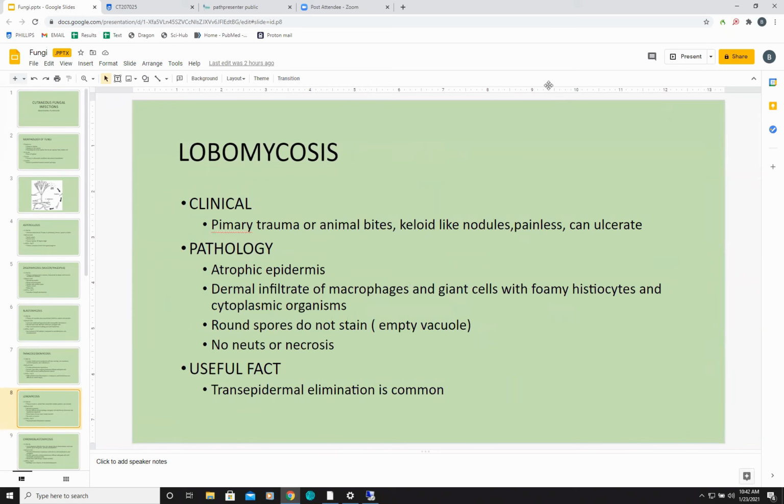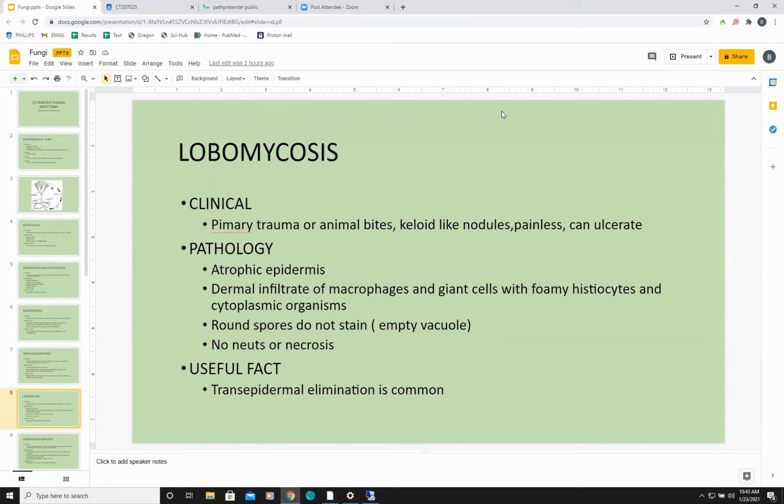The next one is lobomycosis. This usually presents with a smooth keloid-like scar reaction, often in the lumbosacral region or on the face, extremities, and thorax. Usually primary trauma, animal bites can cause this. And the pathology of this compared to the ones we just saw is an atrophic epidermis with a dermal infiltrate of macrophages, giant cells, and very foamy histiocytes, another clue to the diagnosis.